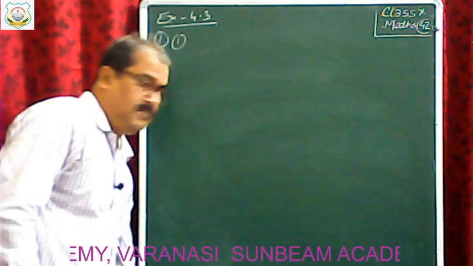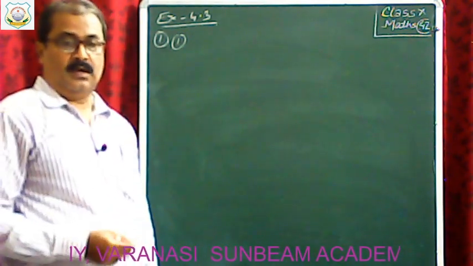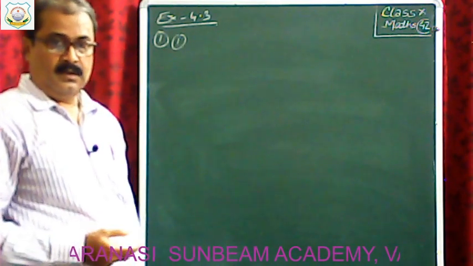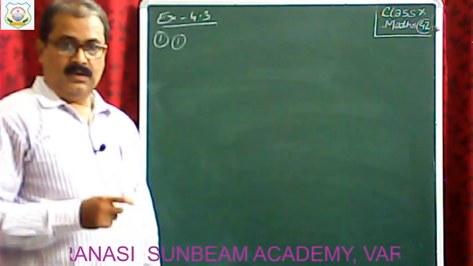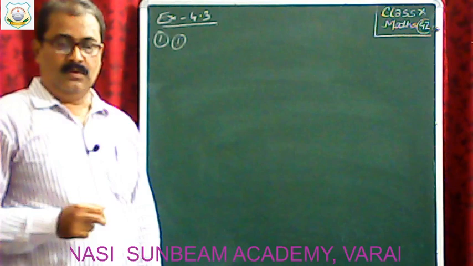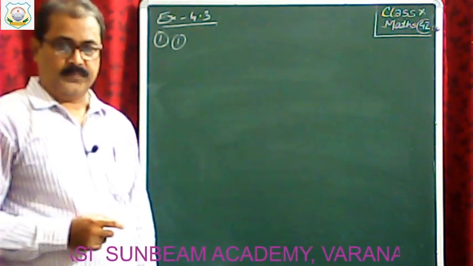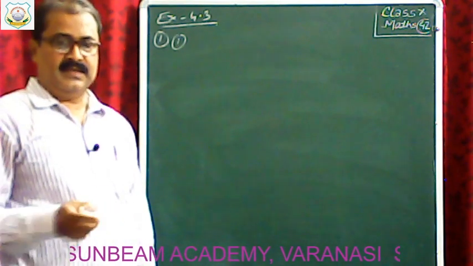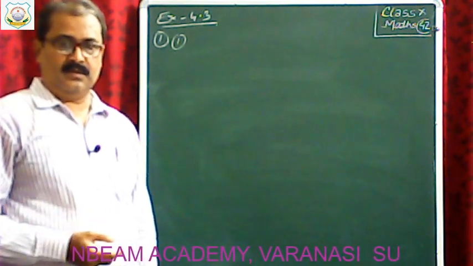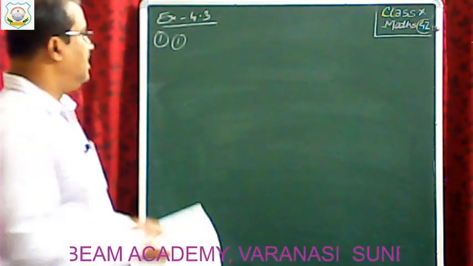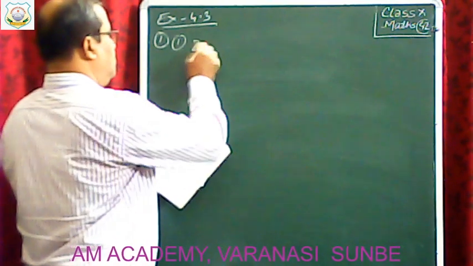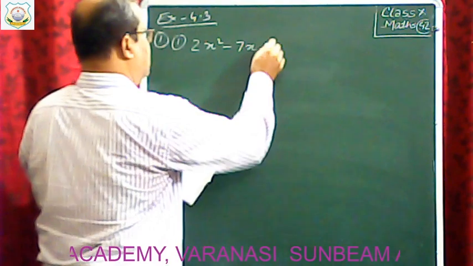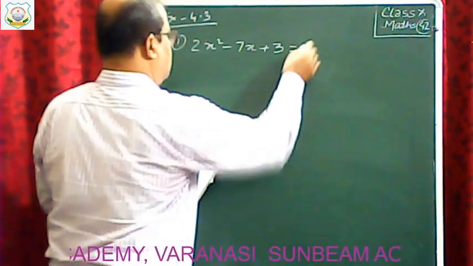Now first of all you have to check the roots exist or not. When the roots exist, you have to find out if d is greater than or equal to 0. Okay, then roots are real, then you have to proceed. If you get d is less than 0, then solution does not exist. Clear? So equation given 2x square minus 7x plus 3 equal to 0.